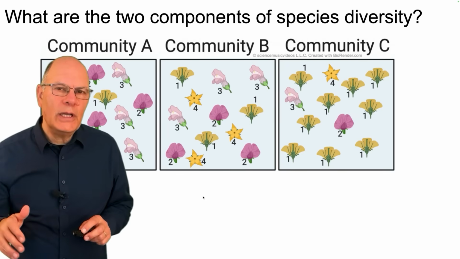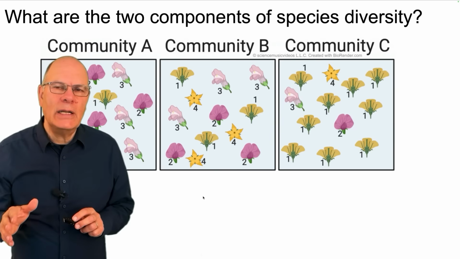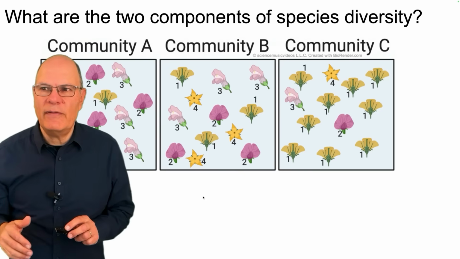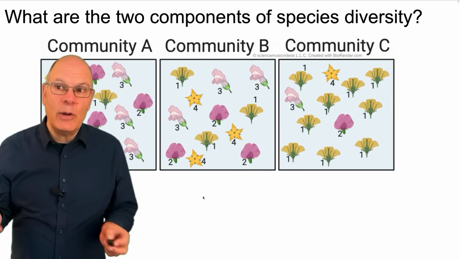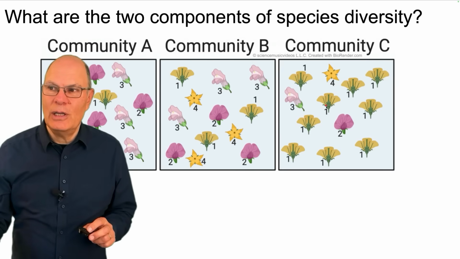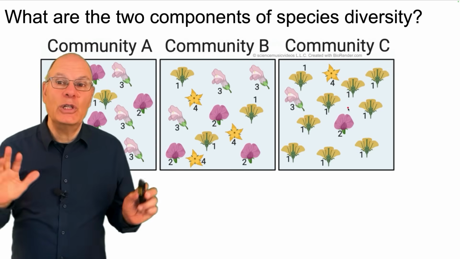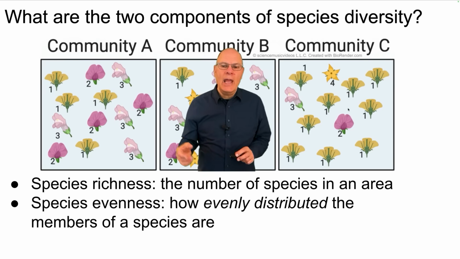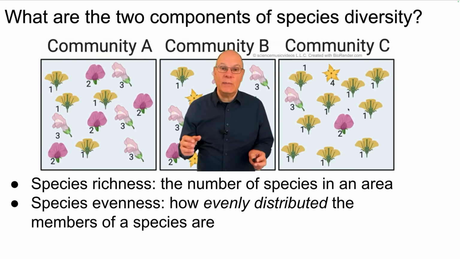Within the AP Bio curriculum, diversity comes up in two places. In Unit 7, we looked a lot at the importance of variability within species. And if you want to review that, you can go back to my Unit 7 video. In Unit 8, what we focus on is mostly species diversity. Here are three communities, Community A, Community B, and Community C. And what we're going to do is we're going to compare their diversity. And we're going to do that based on two components. The first is species richness, the number of species in an area. And the second is species evenness, how evenly distributed the members of a species are.